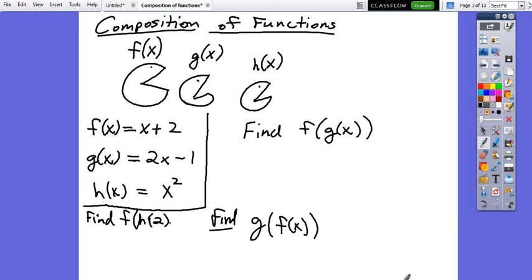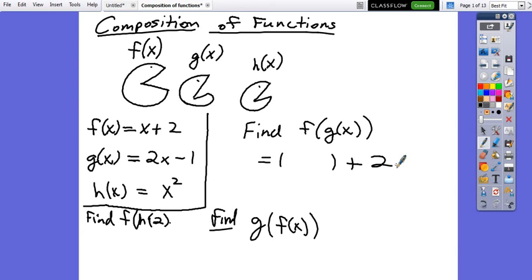So when I want to find f of g of x, that's how we read this, I'm going to write down function f with a big space where x would be, because that's the stomach. Function f is x plus 2, so I'm going to put parentheses instead of the x, and then plus 2. That parentheses represents the x, which is the stomach.